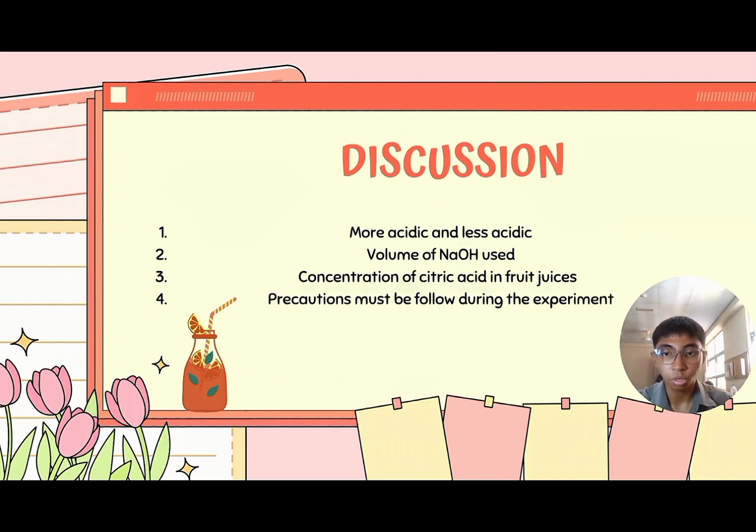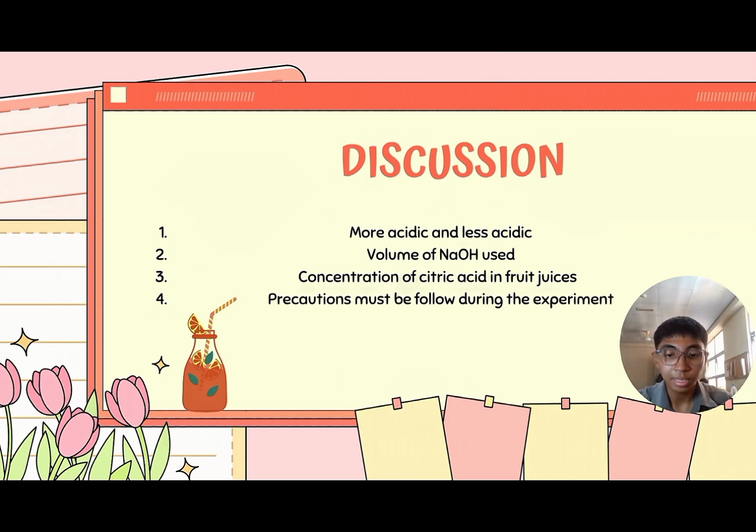Next, concentration of citric acid in fruit juice. We have figured out the concentration of citric acid in the lemon juice and orange juice that we use in this experiment. For orange juice it is 0.0417 molarity and for lemon juice it is 0.05 molarity.